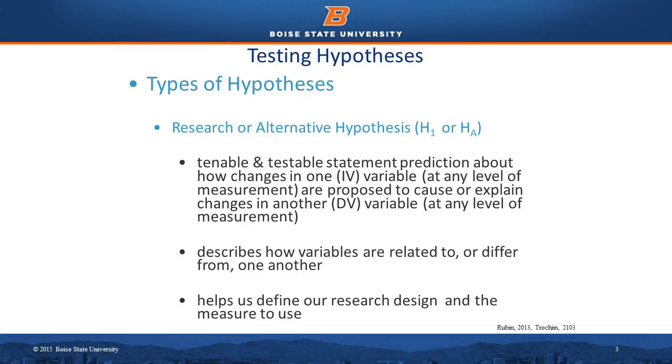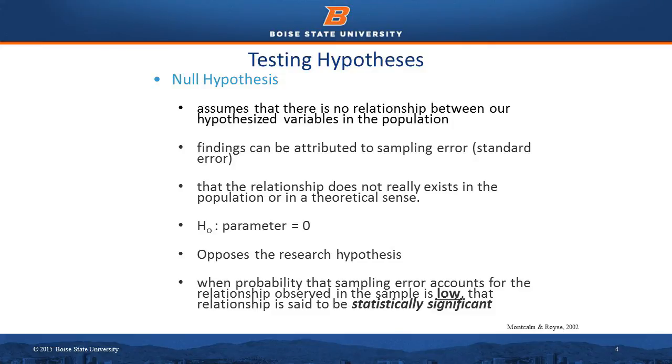There are two types of hypotheses. The first type is a research hypothesis or alternative hypothesis. It is a tenable and testable statement or prediction about how changes in the independent variable will impact the dependent variable. Another type of hypothesis is a null hypothesis. This type of hypothesis assumes that there is not a relationship between the hypothesized variables in the population and that any change is attributed to sampling error. We do not test our research hypothesis. However, we attempt to reject our null hypothesis or prove that the changes did not occur by chance.